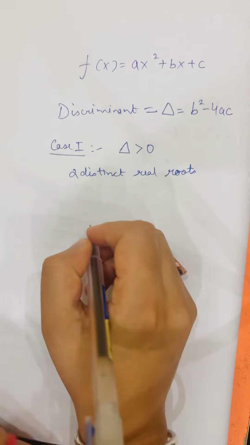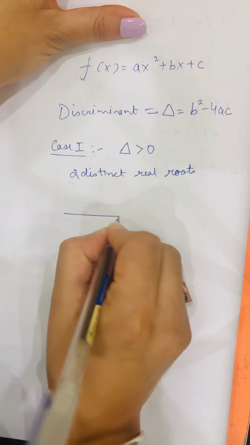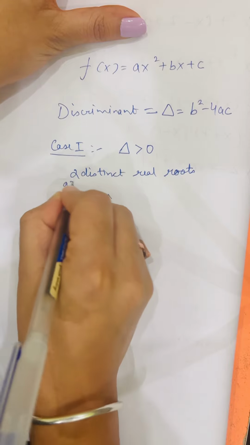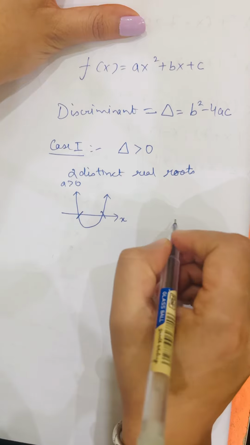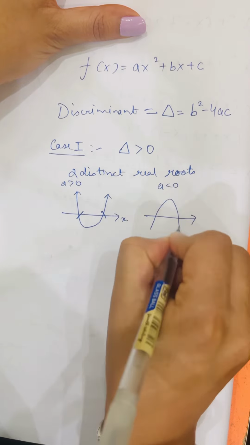And if I talk about the graph of the quadratic function, so that will be somewhat, this is our x-axis like this. If a is greater than 0, it's concave up and it will be cutting the x-axis at 2 points. Another case, if a is less than 0, then our graph will be concave downward, and again it will be cutting at 2 points because it has two distinct real roots.